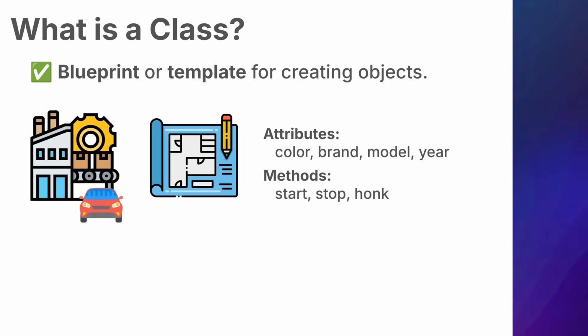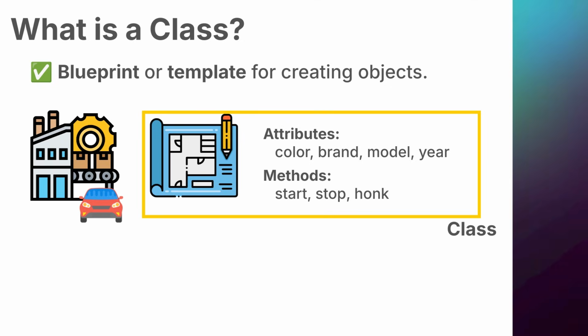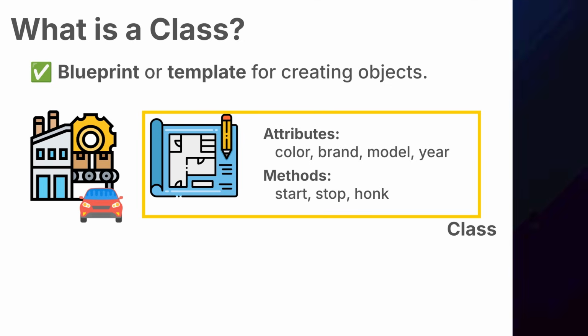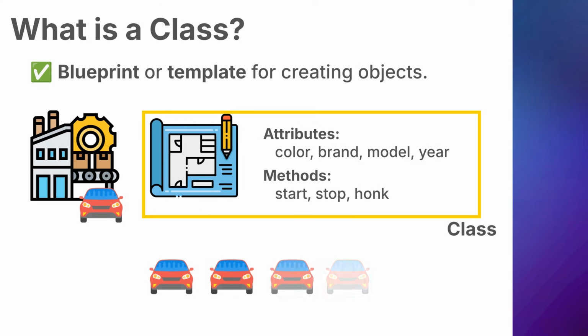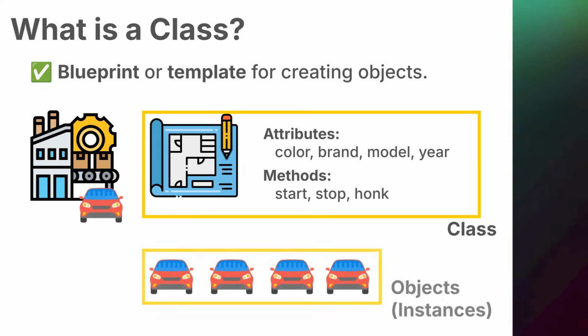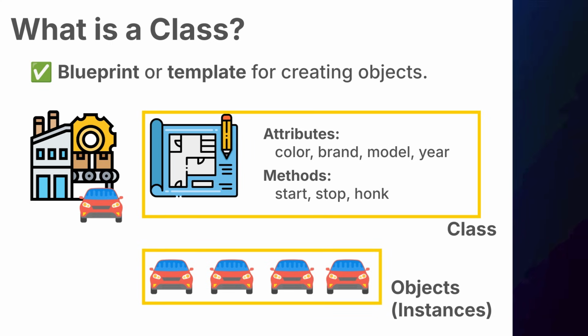In Python, a class is that blueprint. It tells the program what attributes and methods a car should have. Once you create a class, you can reuse the blueprint and create many cars like this. We call these cars objects, also called instances.